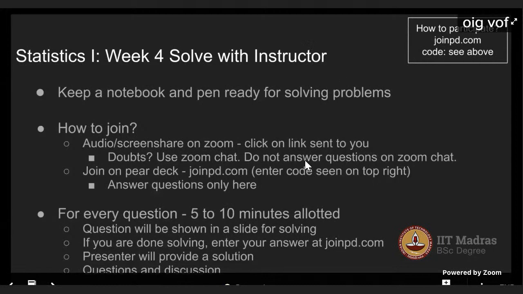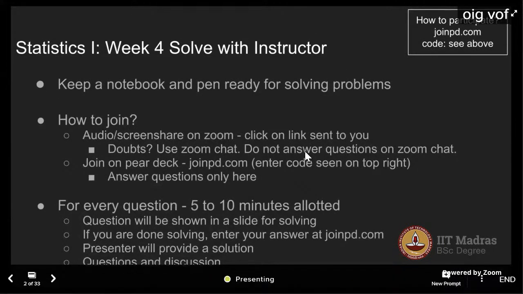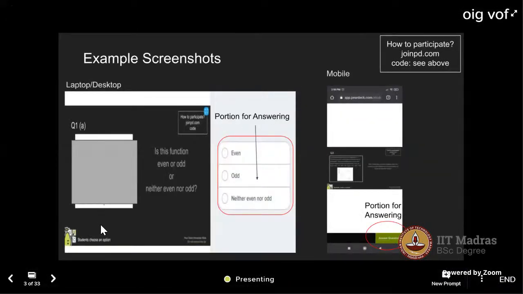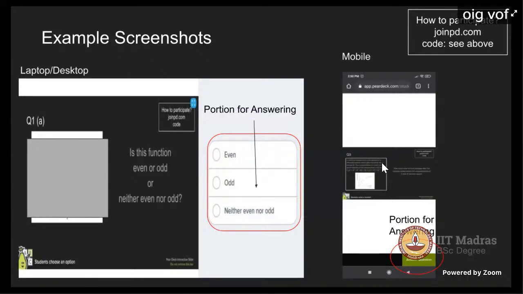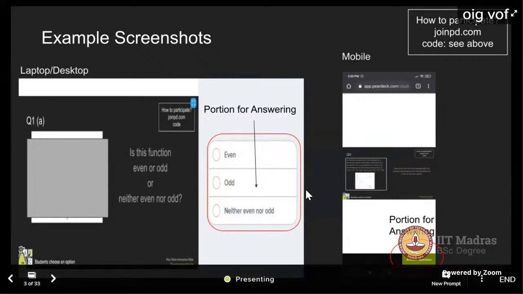Okay, so shall we start? Firstly, whenever a question appears, on the left bottom of your screen, you will see an option, answer the question. If it's MCQ, just select the correct option. And if it's numerical, you have to type the number in the blank.